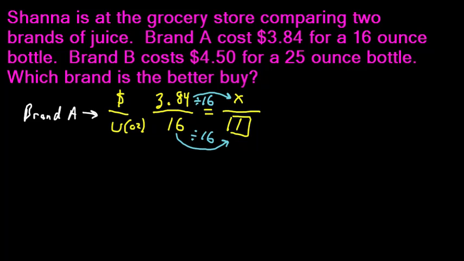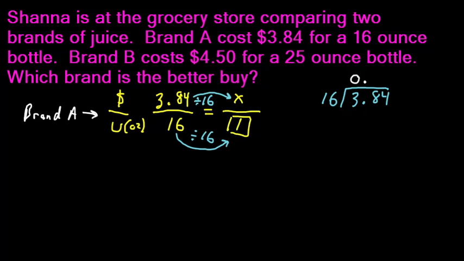So we come over here and we say $3.84 divided by 16. Remember, your divisor will be 16. Your dividend is $3.84. Okay, let's see here. 16 will not go into 3, so you put a 0 there. The decimal comes straight up.